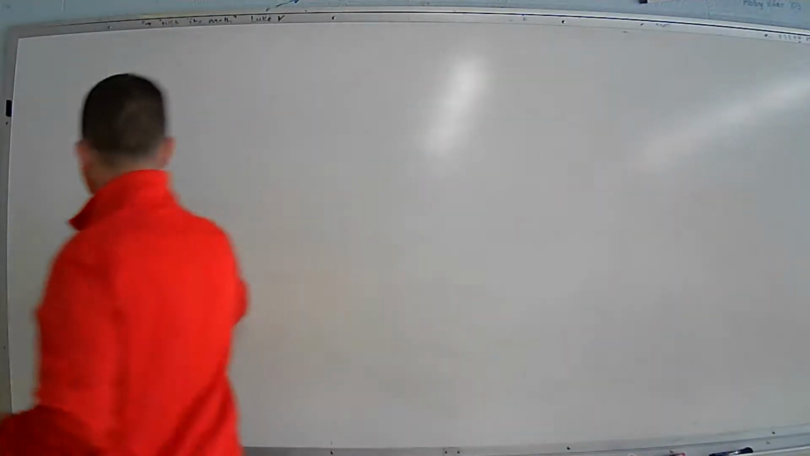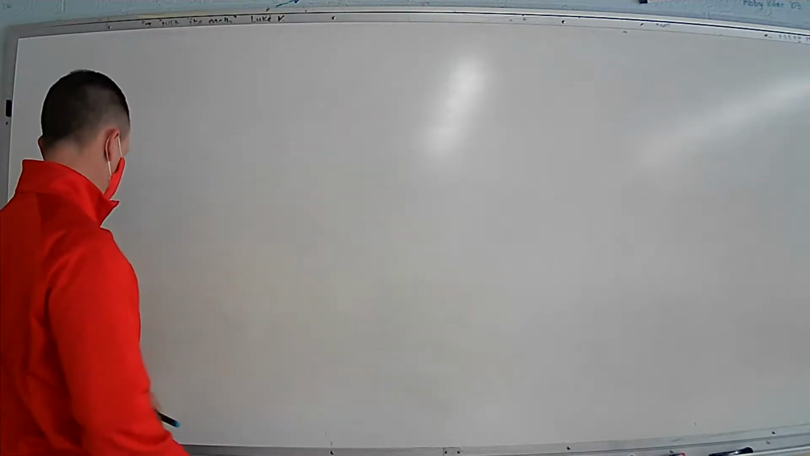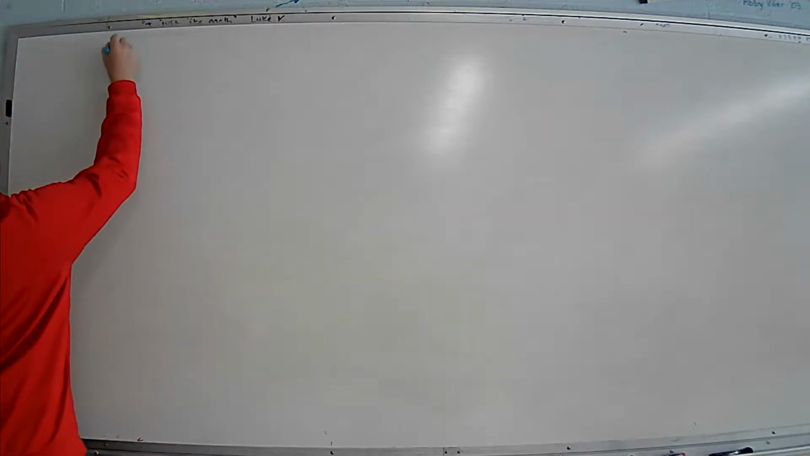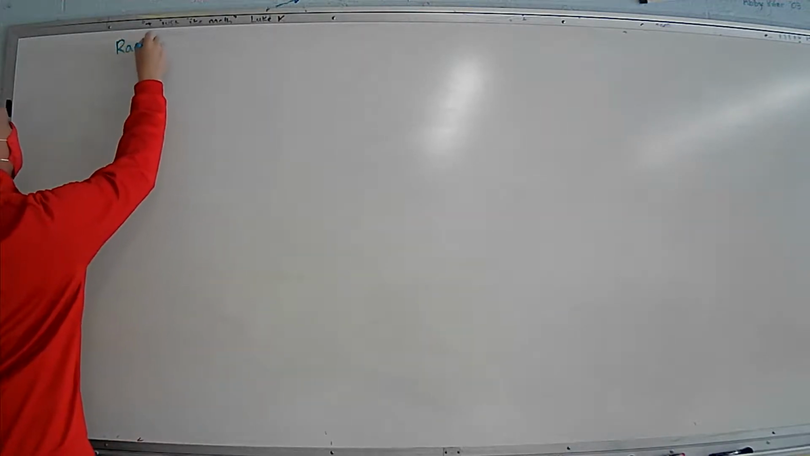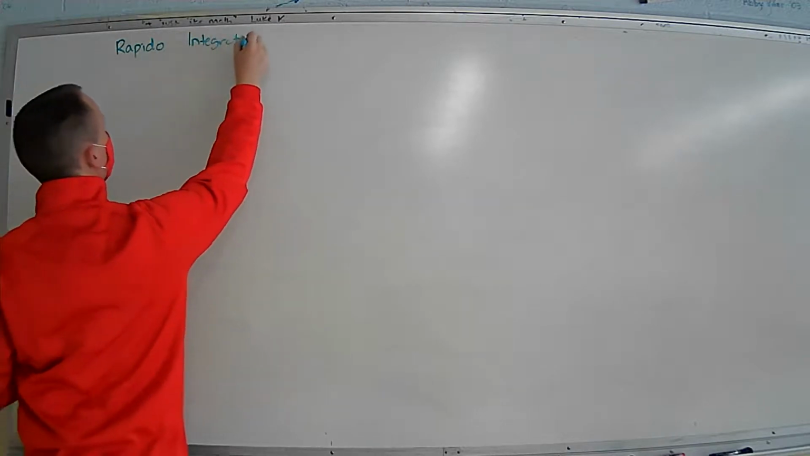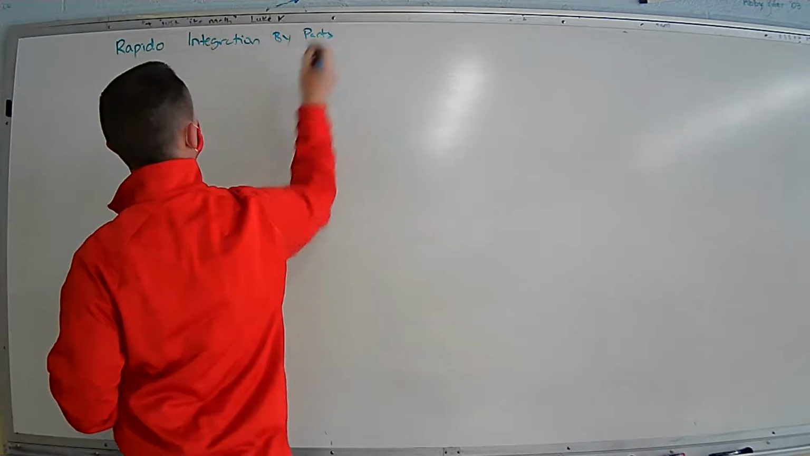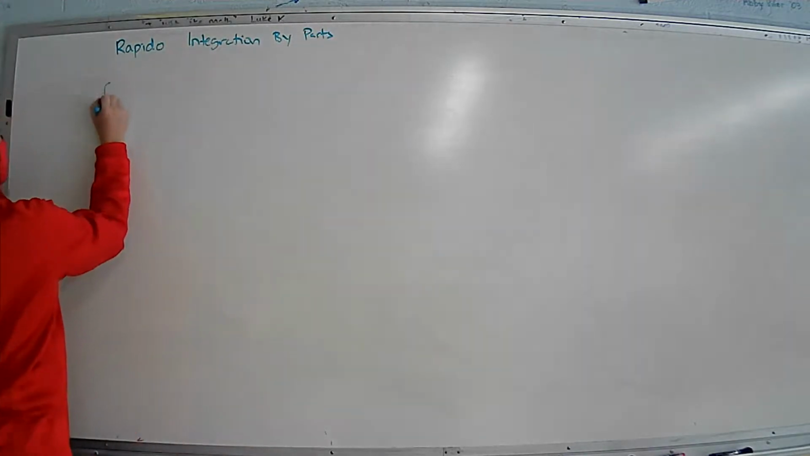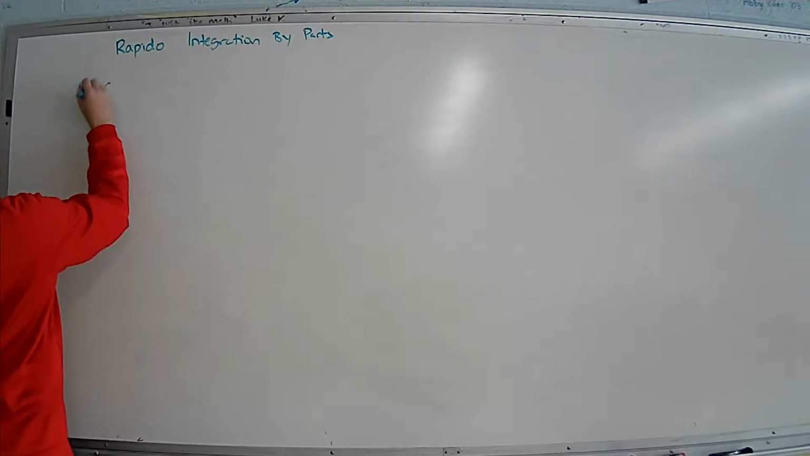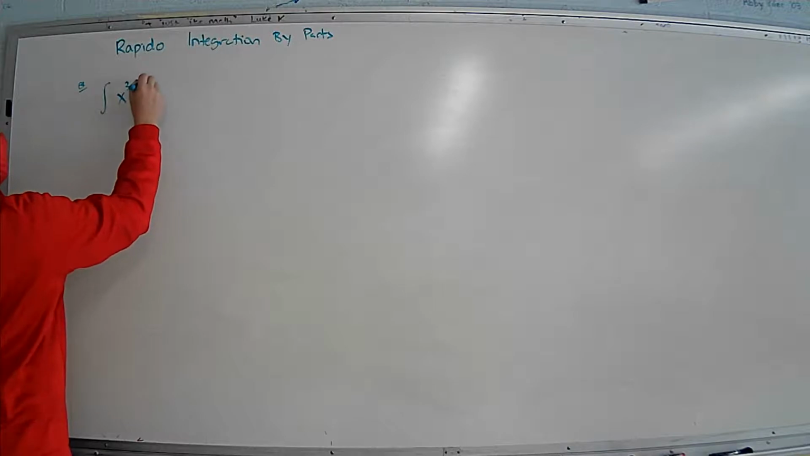So I call this a rapido. This is the shortcut method. So let's try an example: x cubed e to the 3x.